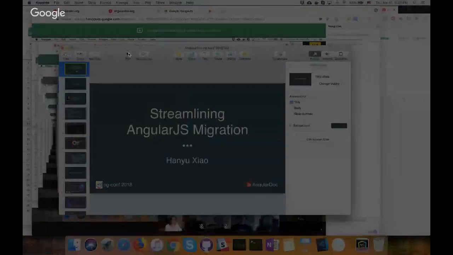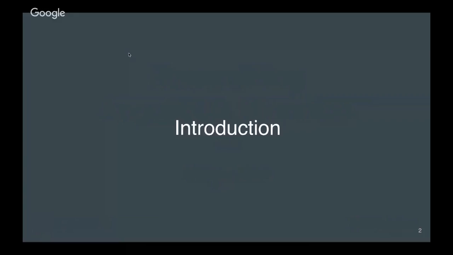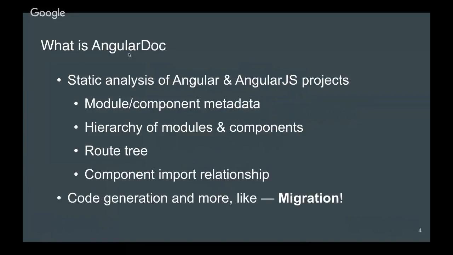And start the presentation. All right, so first a bit of introduction. My name is Hanyu Xiao. I'm originally from China, and I came to the US in 1990 to work on my PhD degree in physics. But I found my passion in writing software. So I switched career, and I've been in the software business for over 20 years. I've done a lot of things, but one thing I've done often is building developer tools. And the latest project I worked on is called AngularDoc.